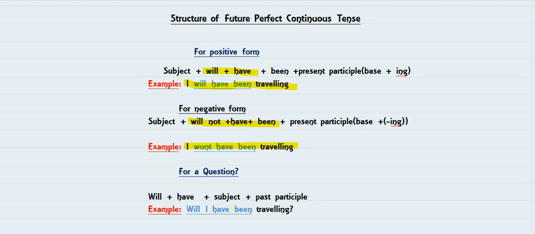Now for a question form, if there is a question involved, then you have to write will plus have, and the subject will come in center. As in the previous times I have also told you, for any form of question your subject will come in middle instead of the starting. So the example here is, will I have been traveling? Now this is a question form of future perfect continuous tense.